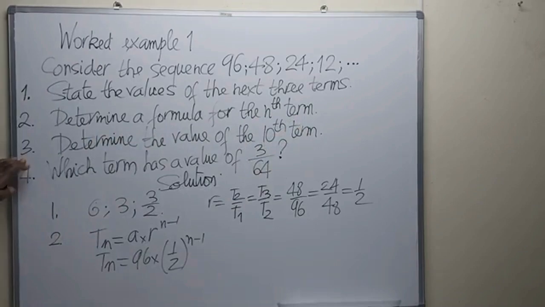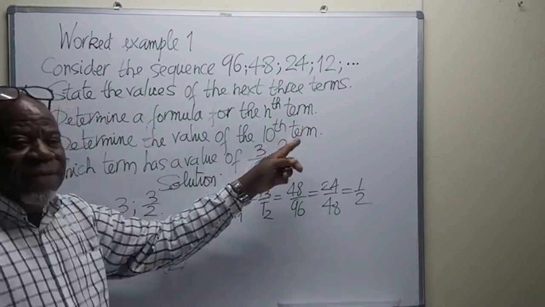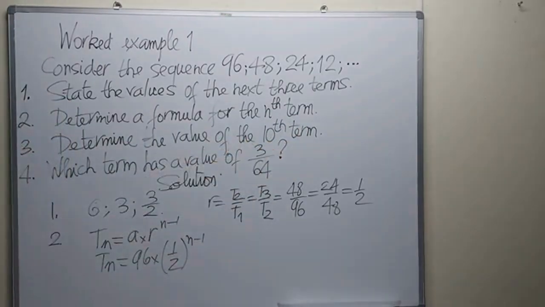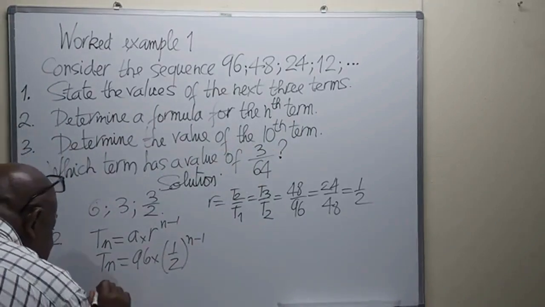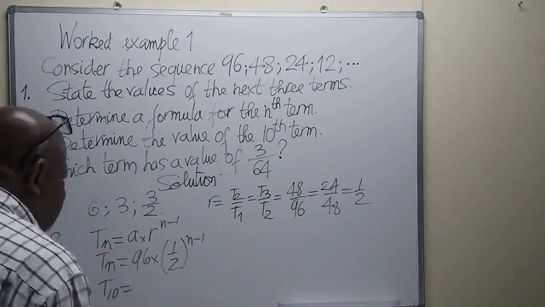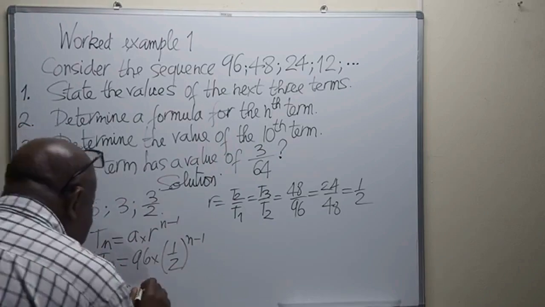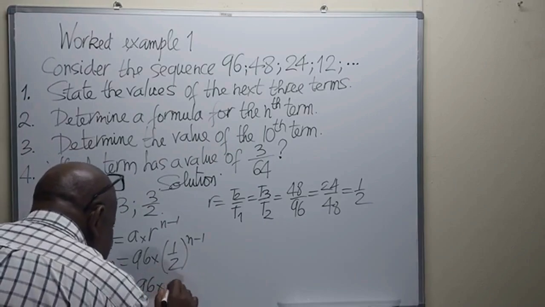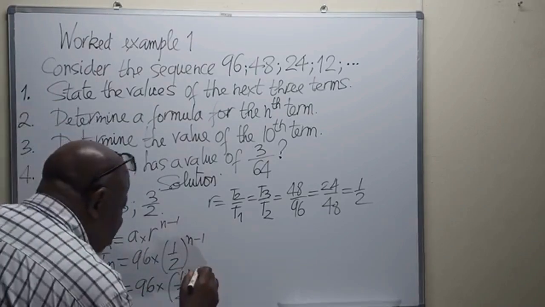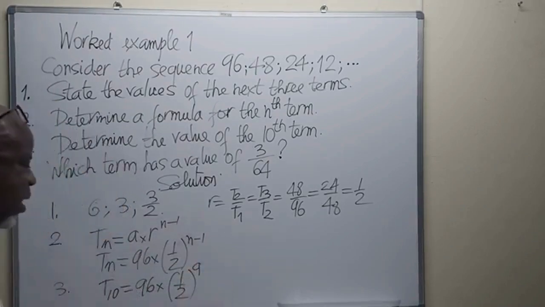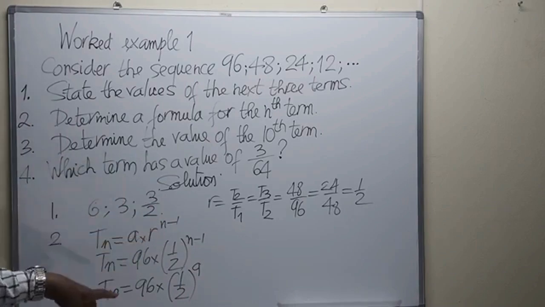We're going to question number 3. Determine the value of the 10th term. The 10th term is term number 10. So T10 will be equal to, we're going to replace n by 10, and it will be 96 multiplied by 1 over 2 to the power of 10 minus 1, that is 9. This is the value of the 10th term.